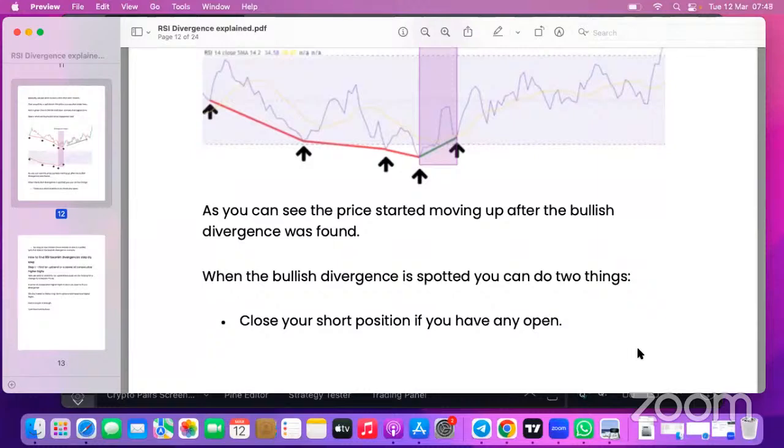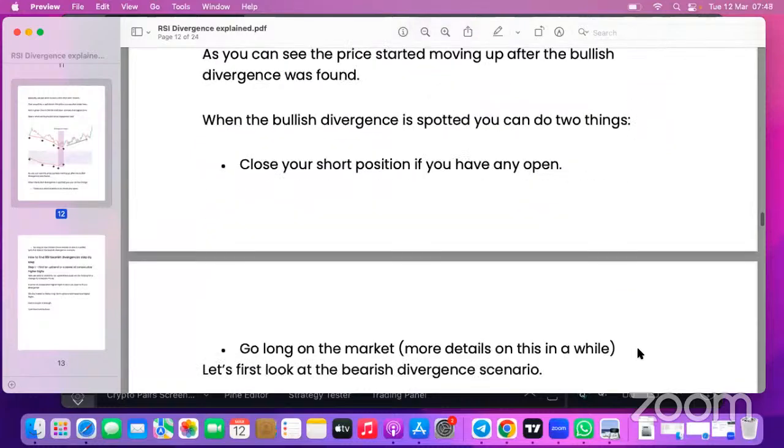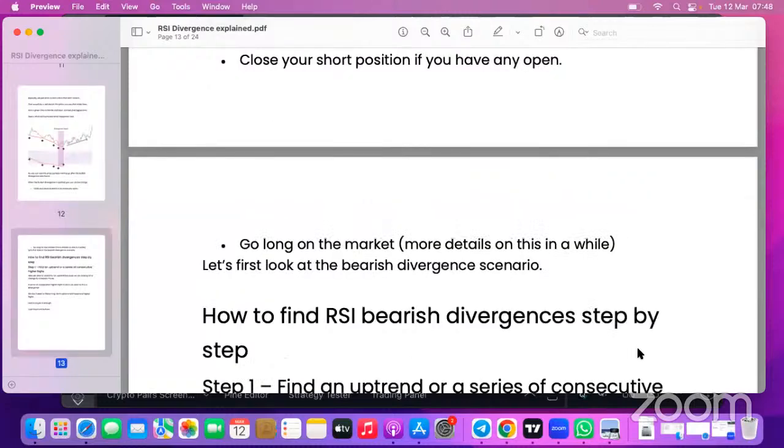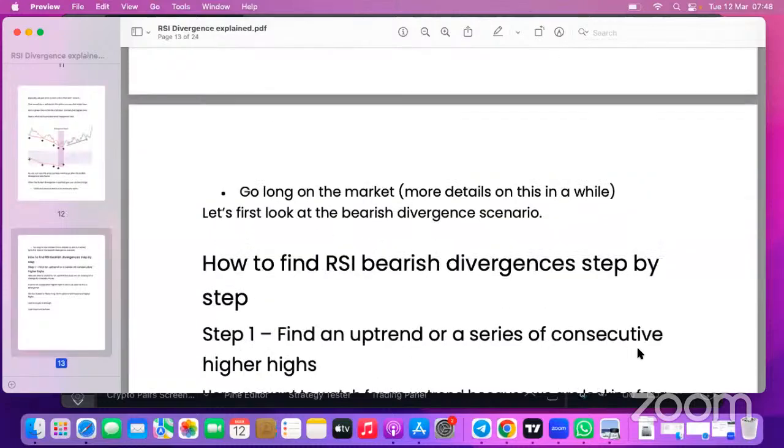When the bullish divergence is spotted, you can do two things. One, you can close your short position if you are trading futures or margin trades, and you go long. It means you enter that particular trade.